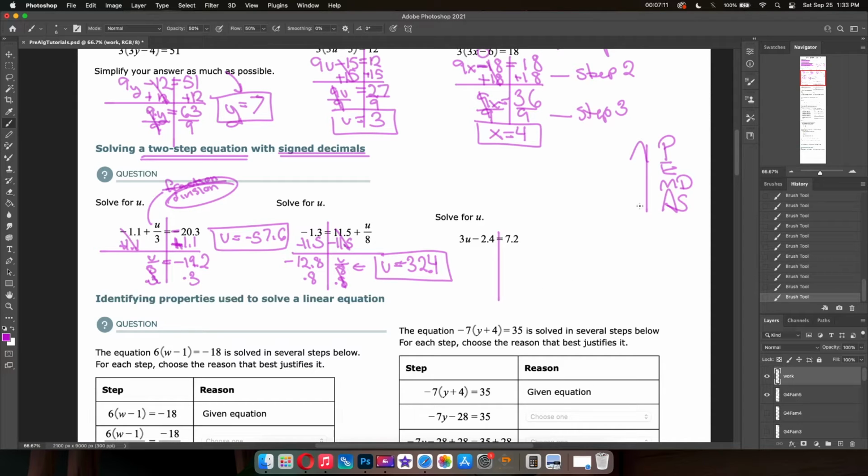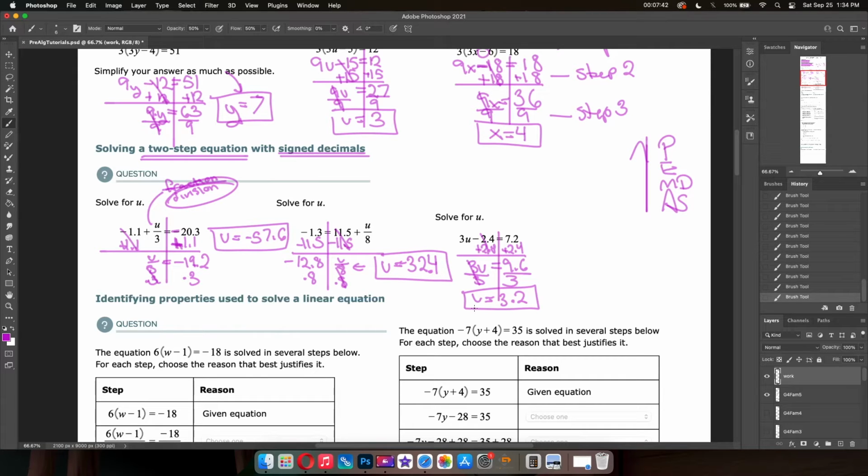Okay, over here, again, PEMDAS in reverse. So that 2.4 is a negative, and therefore we undo it with a plus 2.4, plus 2.4. 3U drops down because it's just chilling. This is just straight up addition, so that's going to be 9.6. And now we divide by 3 because that's multiplication, and the opposite of multiplication is division. U becomes 3.2.